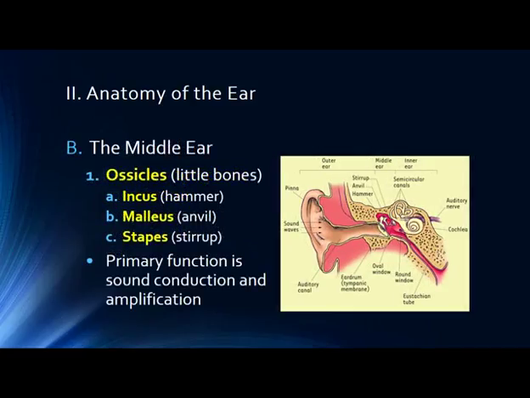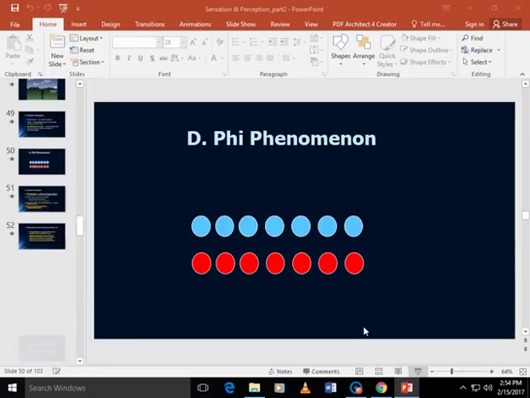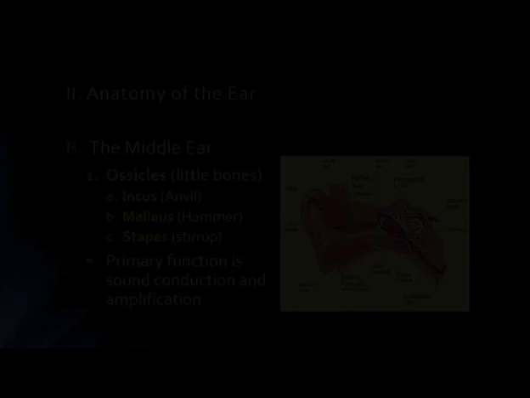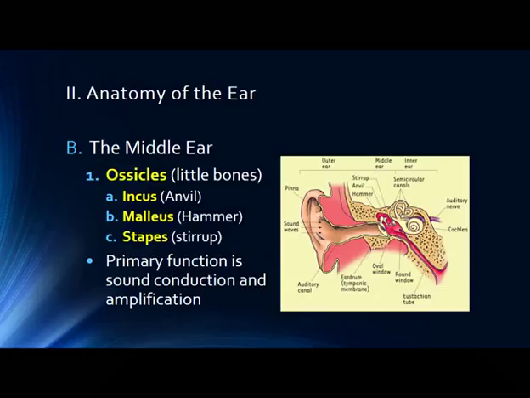So that gets us to the middle ear. The ossicles, which are the little bones, I still have not fixed this. This is backwards. How I screwed this up. Every time I'm teaching this lecture, I realize that this is broken and that I fix it on here and then never remember to save it on my computer.